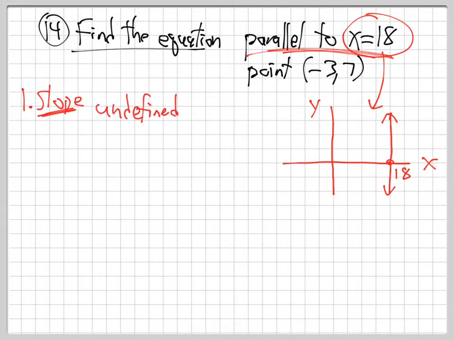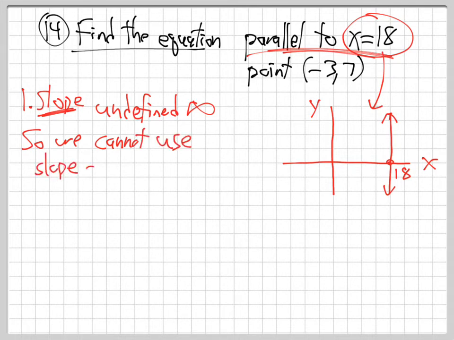So what is undefined? Can we just use 0? No. That's the whole point. Undefined is like infinity. It's not 0. You can't use 0. Well, I don't even have a number. Right. So we cannot use the slope as a number, because it's not a number. It's undefined. It's infinity. So what am I going to do?